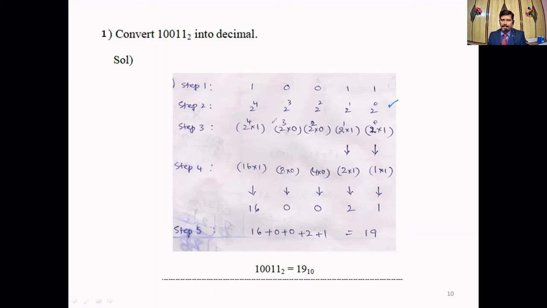Step 3: multiplication. We put 2 to the power 4 into 1, 2 to the power 3 into 0, like that, and multiply. So 2 power 4 is 16 into 1, 8 into 0, 4 into 0, 2 power 1 is 2 into 1, and 2 power 0 is 1. Multiplying and adding 16, 0, 0, 2, 1, we get the decimal number 19. So 10011 to the base 2 equals 19 to the base 10.